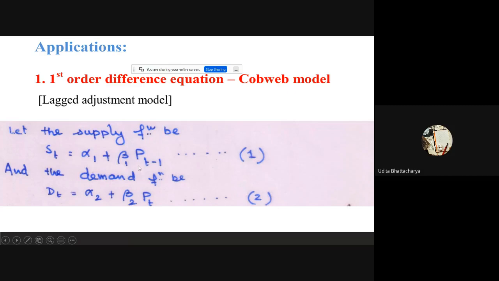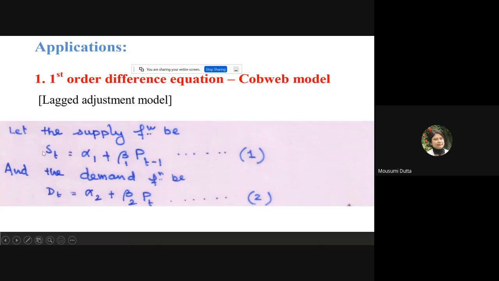Yes, ma'am. Okay, so let's start. And for that matter, basically when we proceed, you will understand. Therefore, this cobweb kind of model is also called the lagged adjustment model. Okay, lagged adjustment model.